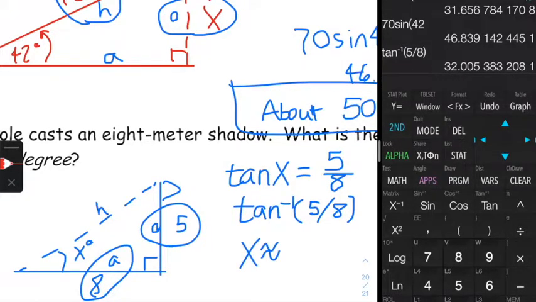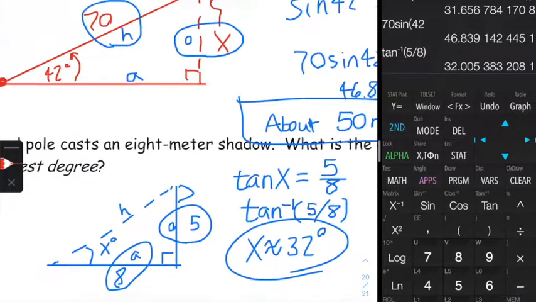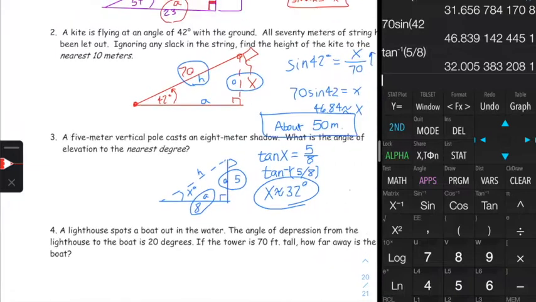Notice how I'm doing these little squiggly lines here. That's the symbol for approximate, because we're rounding, and usually we're rounding off part of our answer. So approximately 32 degrees.